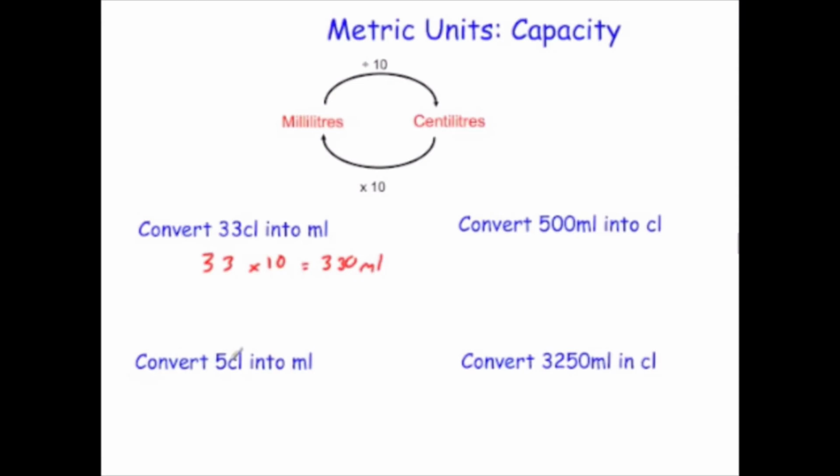Convert 5 centiliters into milliliters. To go from centiliters to milliliters, you times by 10. So it's going to be 5 times 10, that's equal to 50. So the answer would be 50 milliliters.